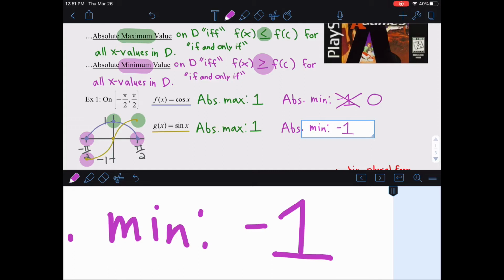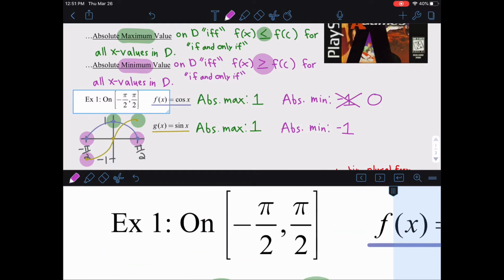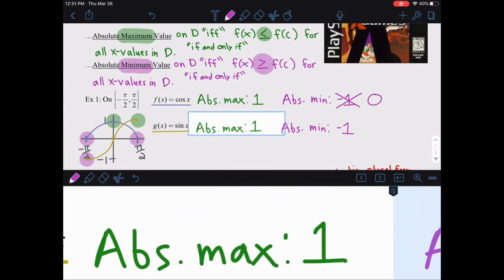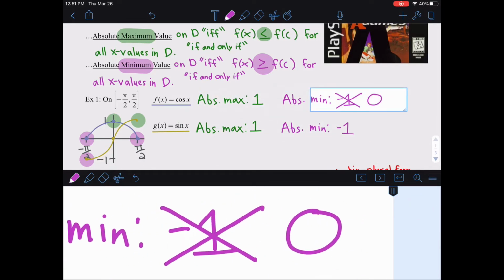So, again, absolute maximum, what's the biggest output we get for the function? Absolute minimum, what's the smallest output we get from that function? And we have to pay attention to what the domain is. For sine, -π/2 to π/2 encompass the entire range, right? So we got 1 and -1, but for cosine it did not, right? So we did not get -1 as one of our answers there.